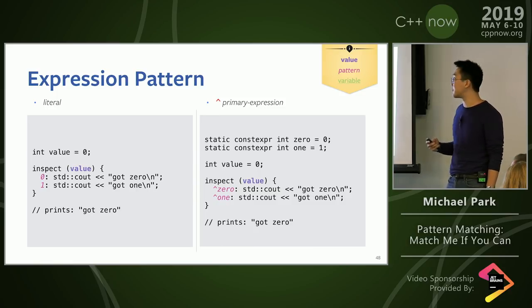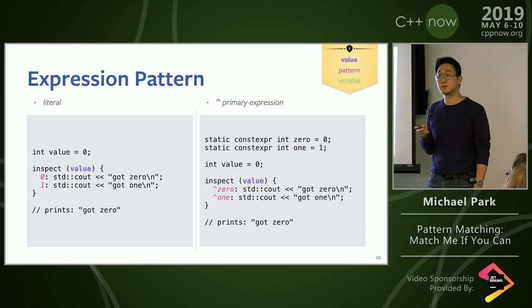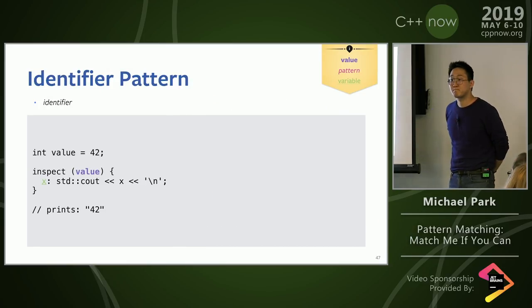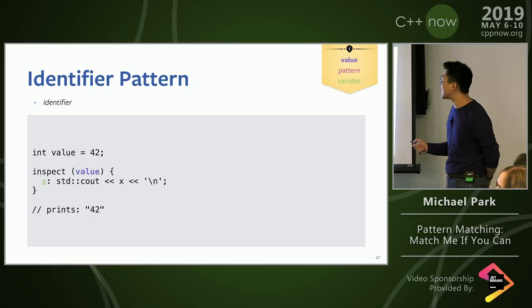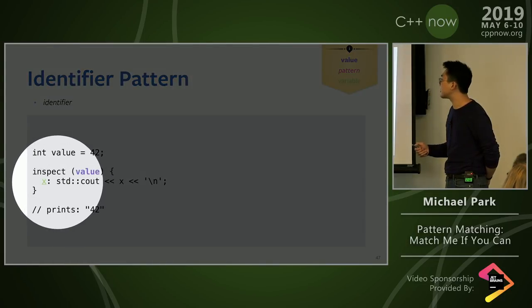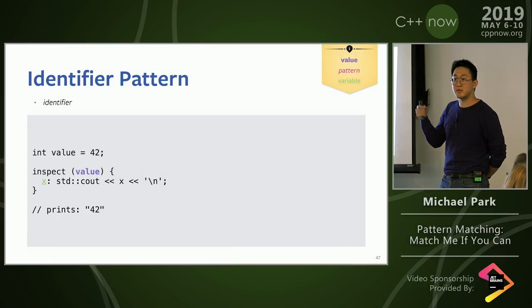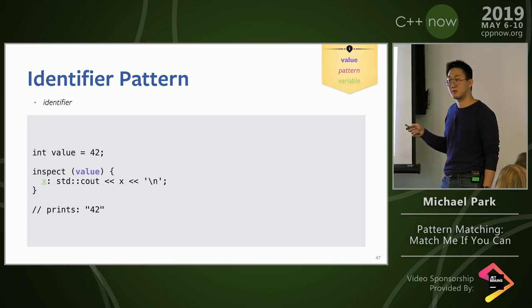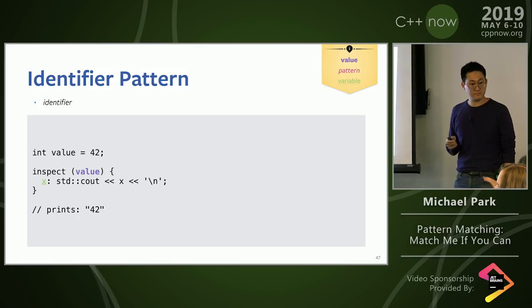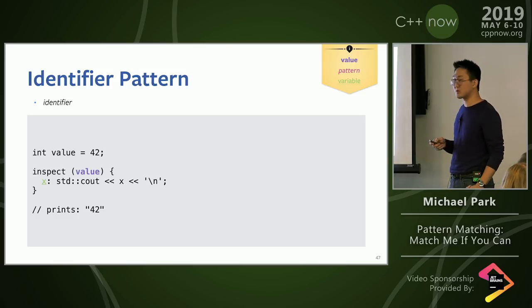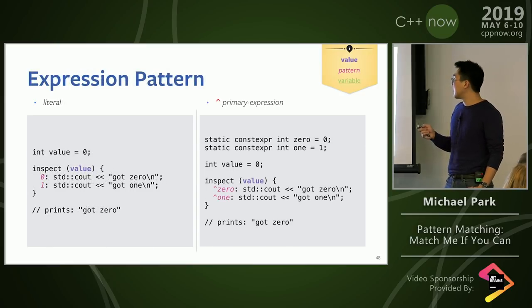The question was, does it need to be compile time constants? The answer is yes. Could you show through this slide? Yes. And what does x mean? Which x? This x? Yeah, so this is introducing a binding for the thing that it's matching, which in this case is value. It's a variable name that's accessible in the expression on the right side. Is it like a structured binding, is it a magic alias? Yeah, it's just a magic alias.